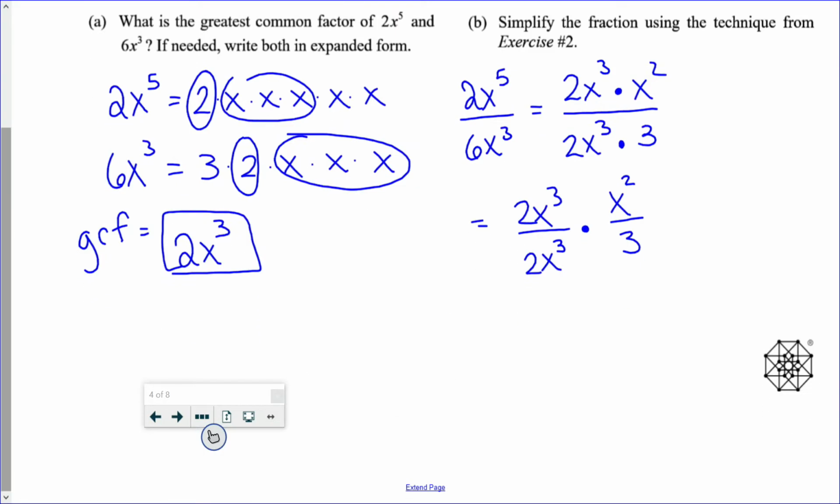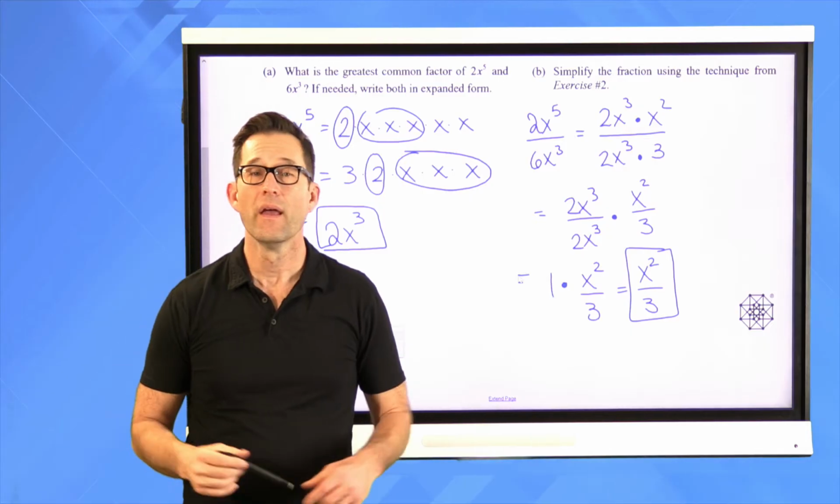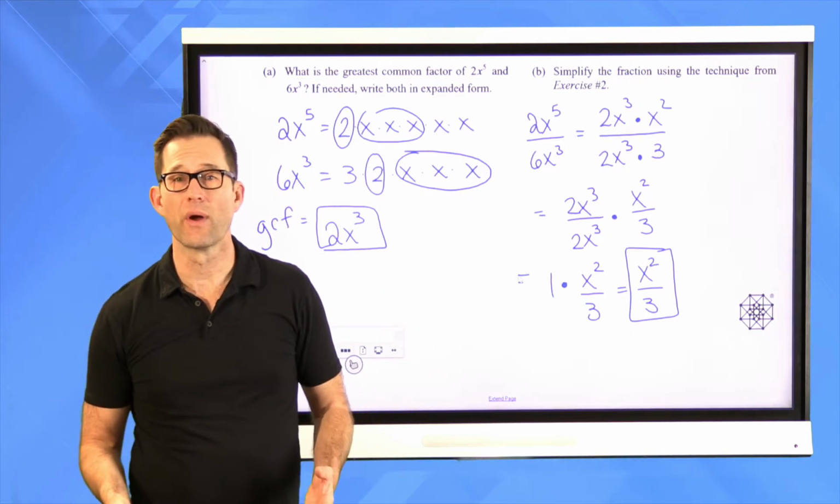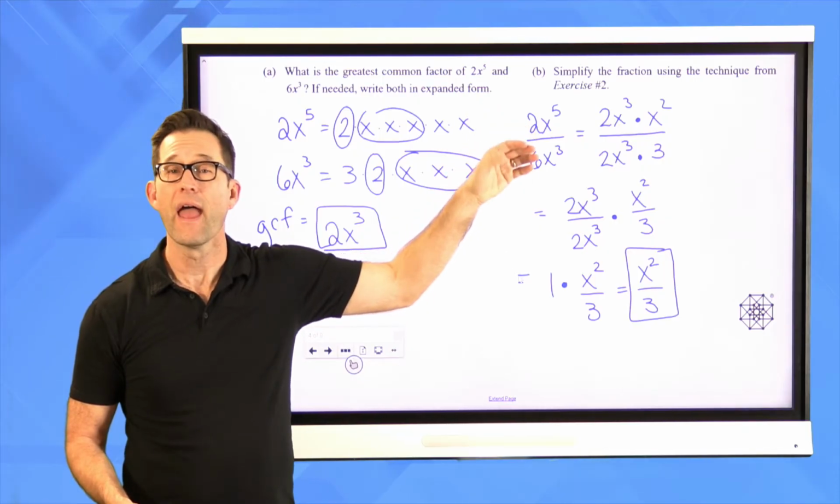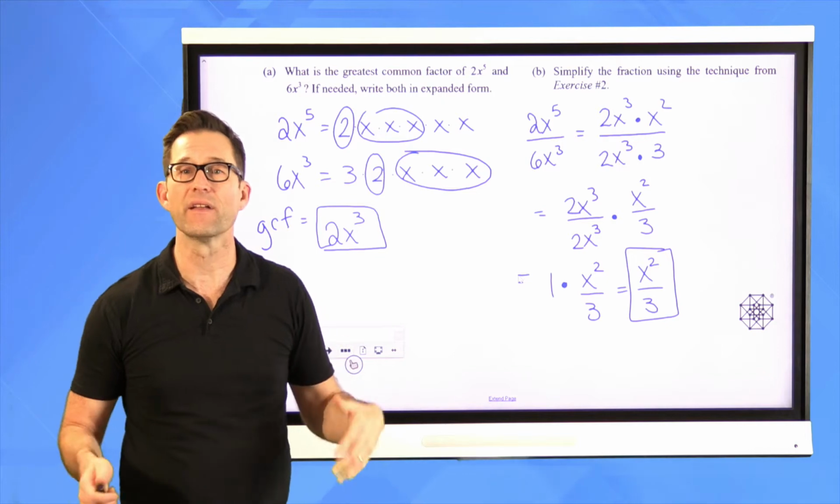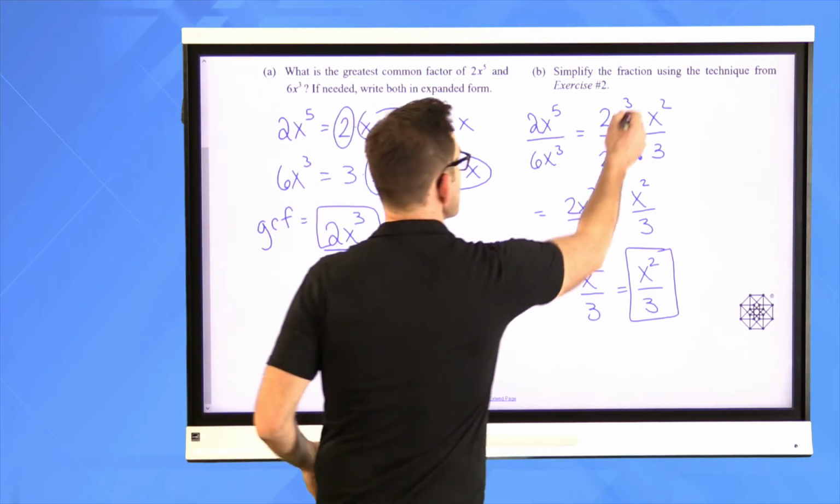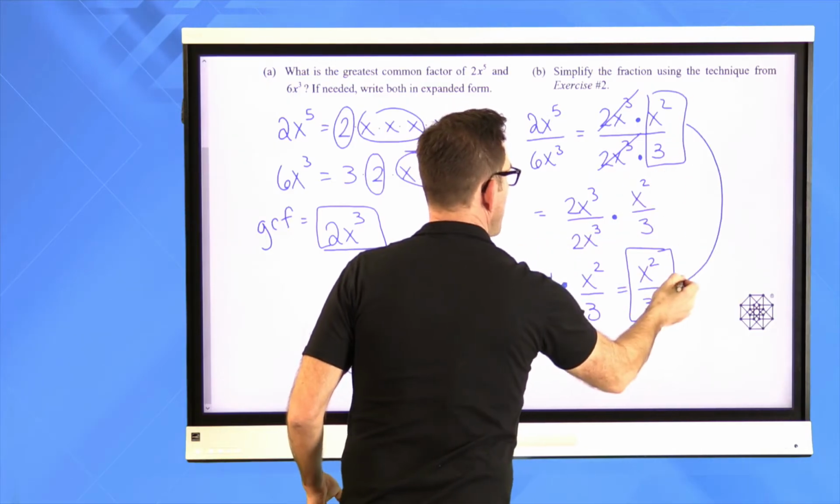And that is now 1 times x to the 2nd divided by 3. And that's just x to the 2nd divided by 3. Right? It's exactly the same process. We are finding the greatest common factor of the numerator and denominator, and what a lot of math teachers will say is we are canceling them out. You'll even get some math teachers that will kind of do this and just say, well, there's our final answer.